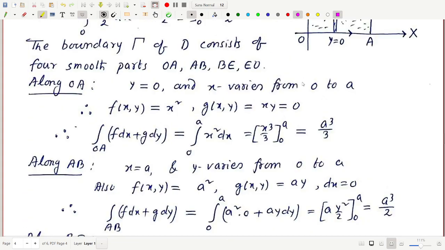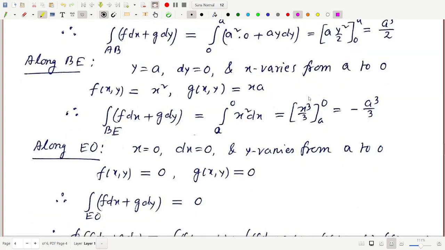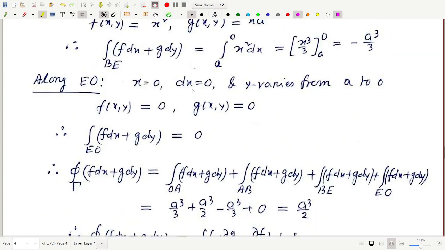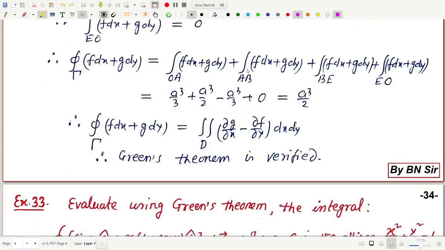Along EO, what we observe, x is 0, y varies from a to 0. So along EO, x is 0, dx is 0 automatically, y varies from a to 0, f(x,y) is 0 because x square is 0, g(x,y) is xy, which is also 0 because x is 0. So finally the line integral becomes simply 0 because functions f and g both are 0.